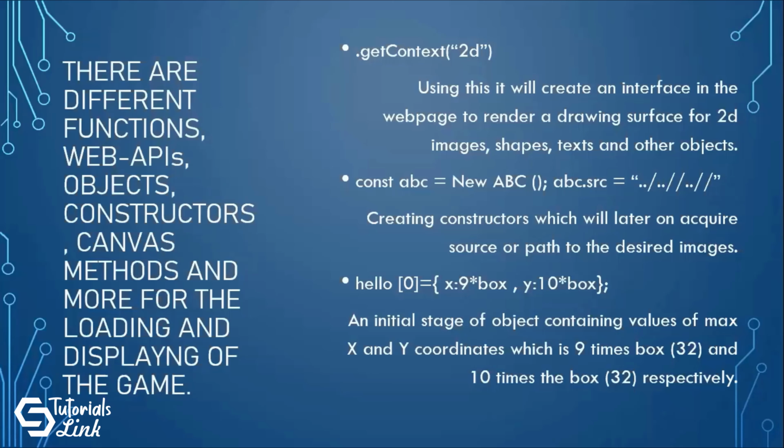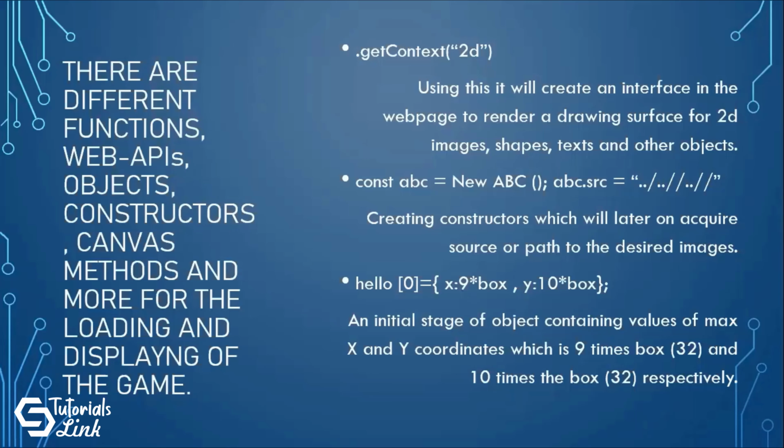Next is const abc = new abc, and abc.src. So basically it is the basic thing that we are constructing with the name of abc, in which we will later on put a source or a path of a desired image or desired audio or anything. So basically creating a constructor and later on giving the constructor some values or source or path to the desired things.